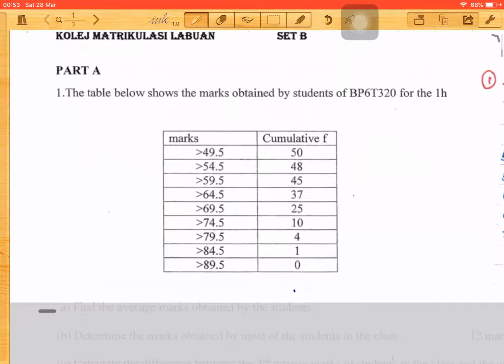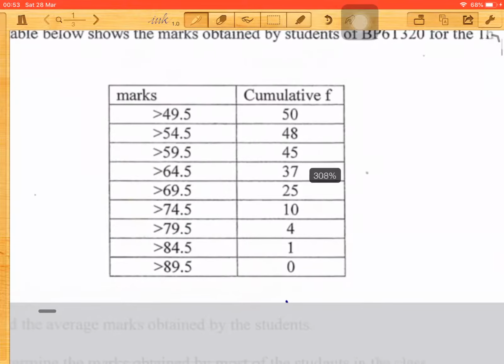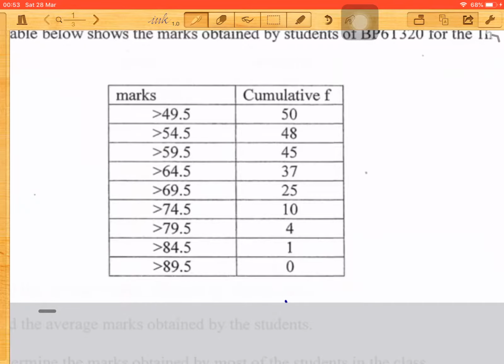So this question is about data description. Usually data description is quite an easy question, but for this Set B KML, it is quite tricky because the cumulative frequency works in a different way. So I would like to explain a bit about this as well. If you realize, when it says marks more than 49.5, the cumulative frequency is very big in the first place and then at the end goes to 0.